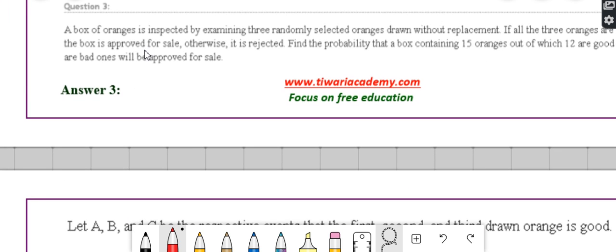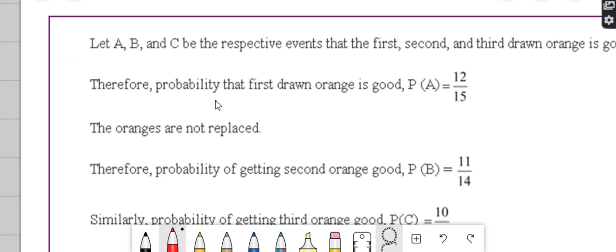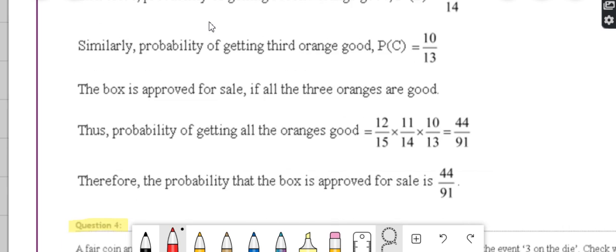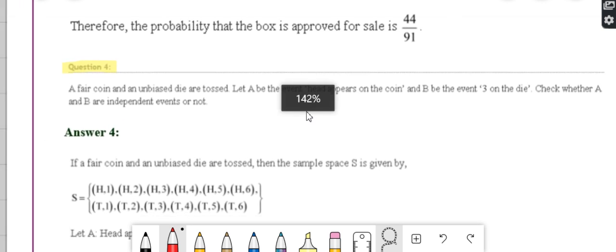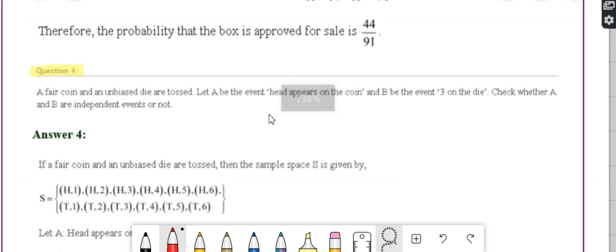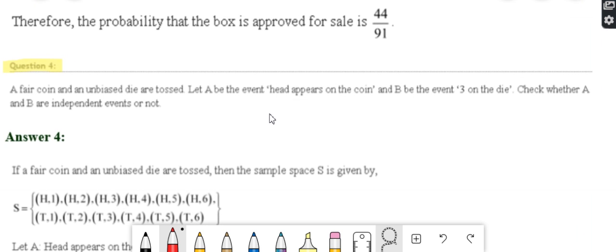Now straight away, this question number 3 is a similar type of question. Kindly do it. If you cannot, then please let me know. Question number 4 I am doing. Alright, so please open your textbook.